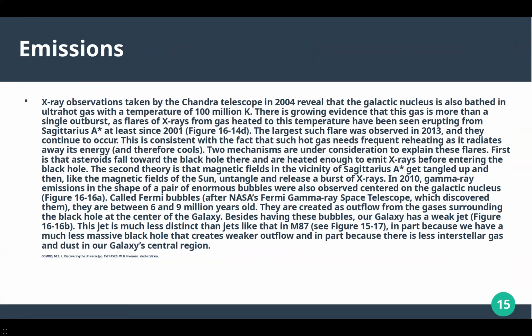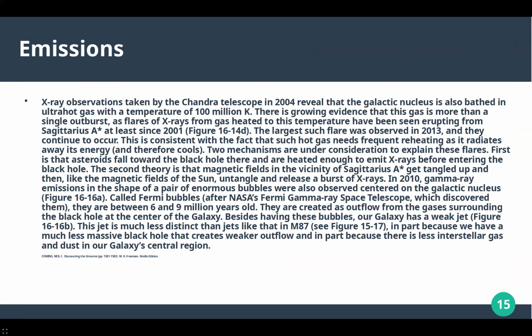There is growing evidence that this gas is more than a single outburst, as flares of X-rays from the gas heated to this temperature have been seen erupting from Sagittarius A since at least 2001. The largest such flare was observed in 2013, and they continue to occur. This is consistent with the fact that such hot gas needs frequent reheating as it radiates away its energy, and therefore cools. Two mechanisms are under constant consideration to explain these flares.